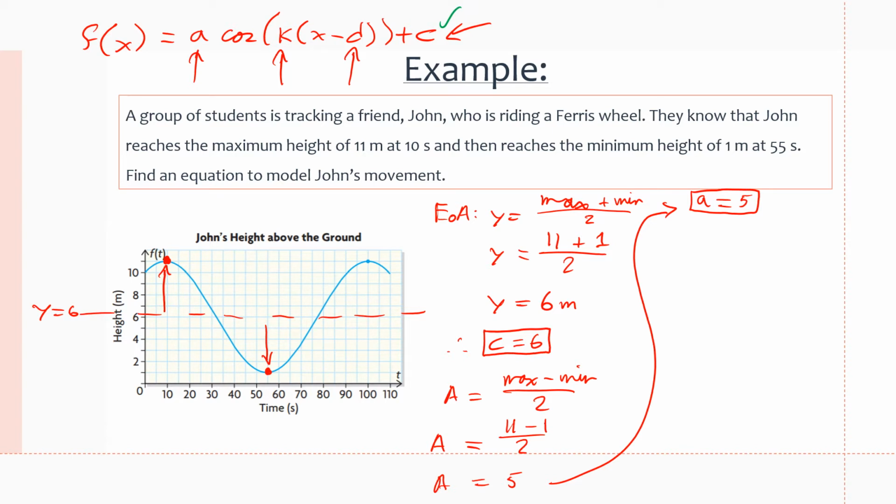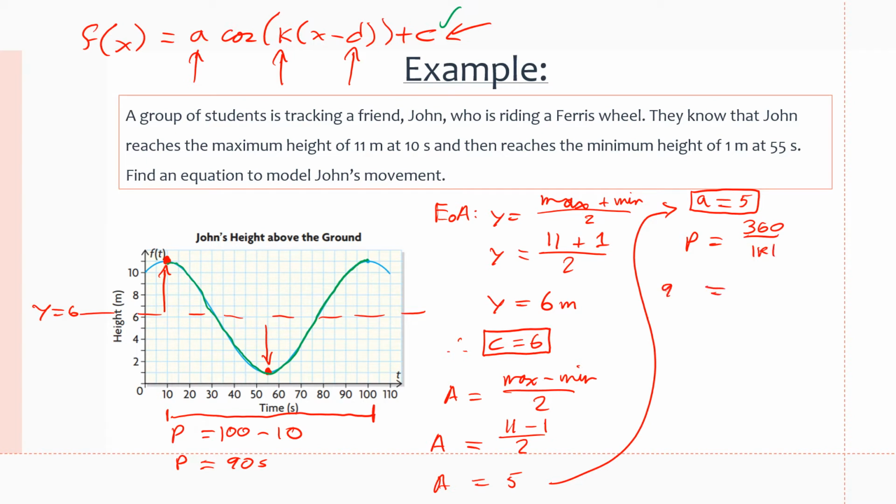Now for our k value, we want to find the period. And for the period, we just want to draw one cycle of our graph. So we can see that there is one cycle of our graph right here, from max to max. So how far does that cycle span in time? Well, we're going from 10 seconds all the way to 100 seconds. So what is the time between this, 100 minus 10, which is going to give us 90 seconds. That's going to be our period. As we know, period equals 360 over the absolute value of k.